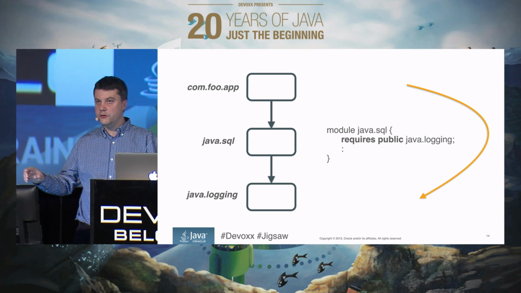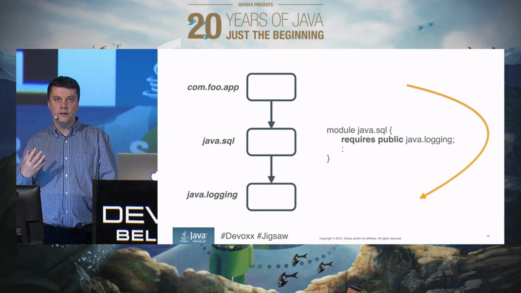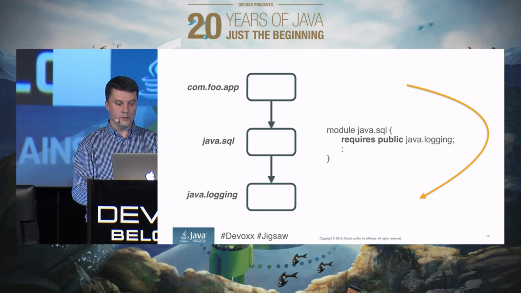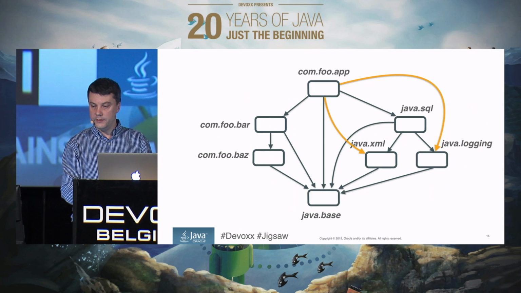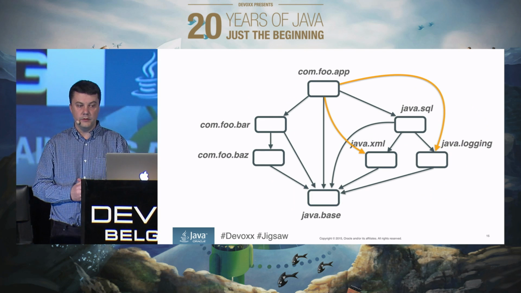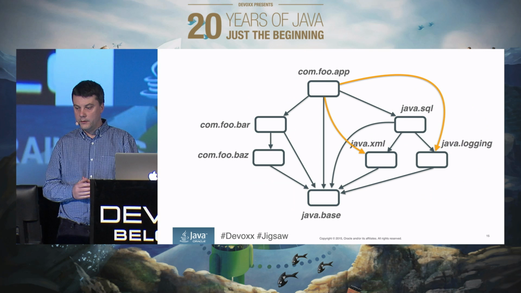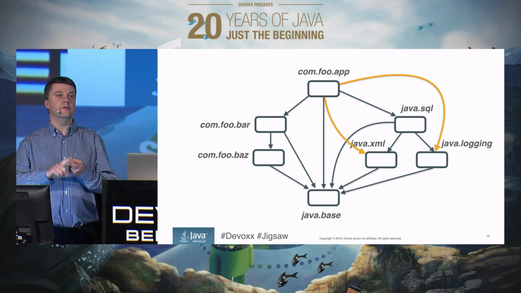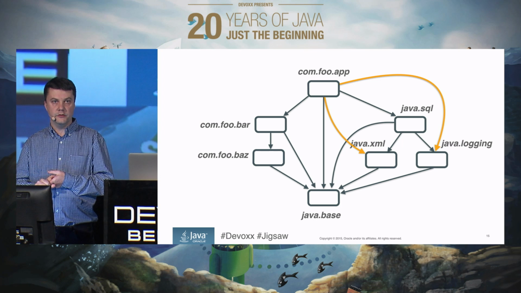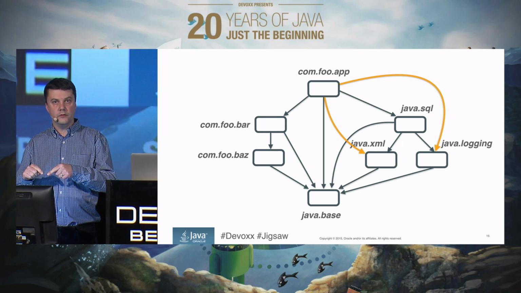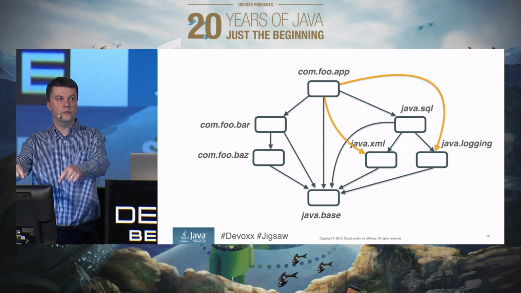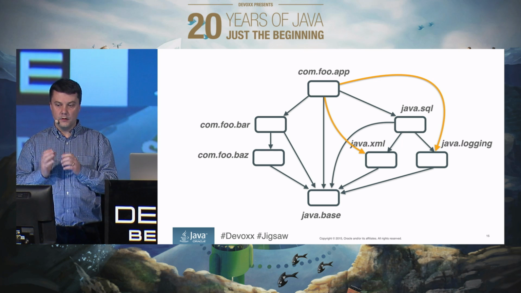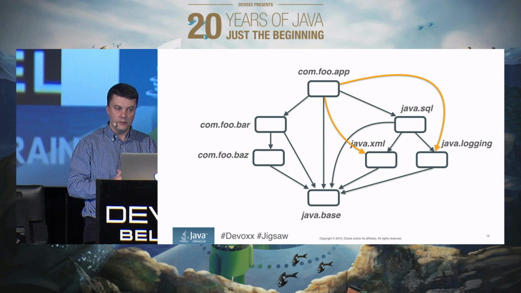So this yellow edge that I have on the slide, if we start adding these implied readability edges to our module graph that we had a couple of slides ago, we end up with this. This is our readability graph. The Java SQL module does a requires public on Java XML. It does a requires public on Java logging. Therefore, anyone that reads the Java SQL module also reads the Java XML and Java logging module. So what we have on this slide is our readability graph.